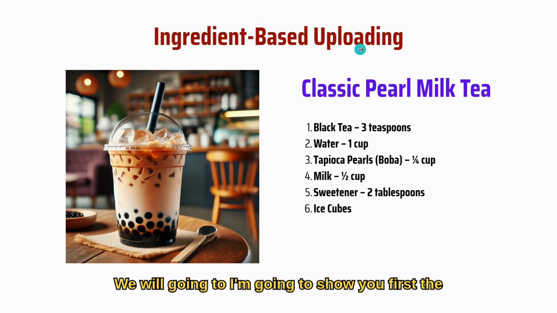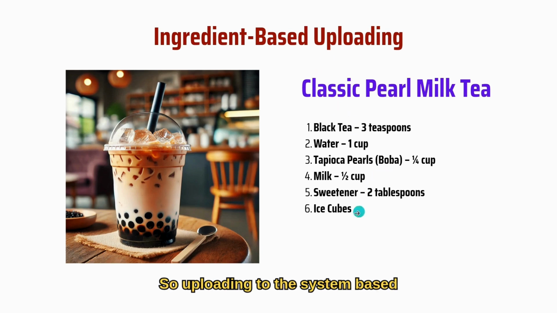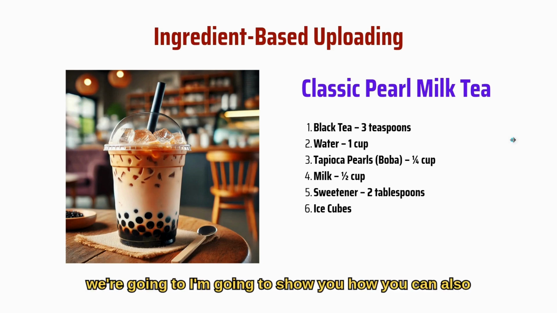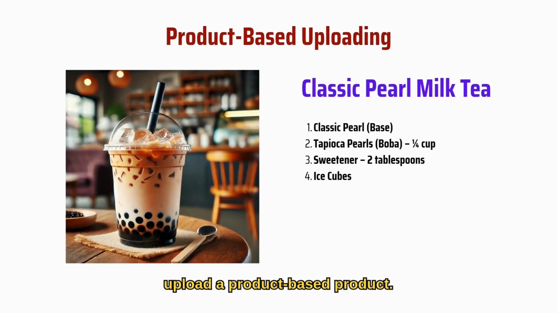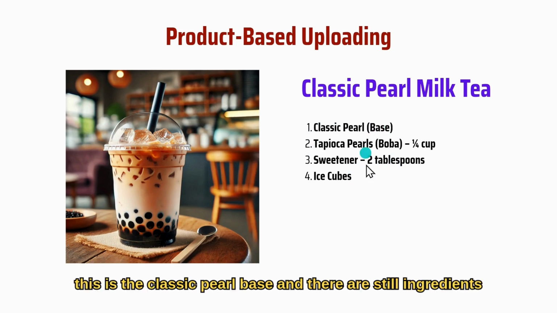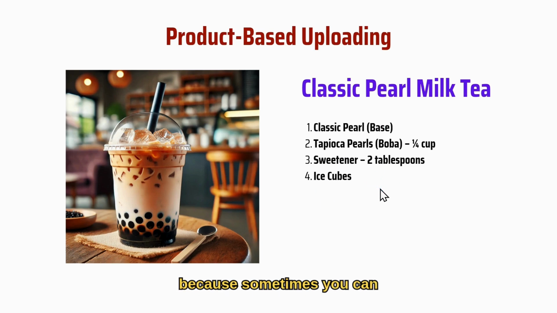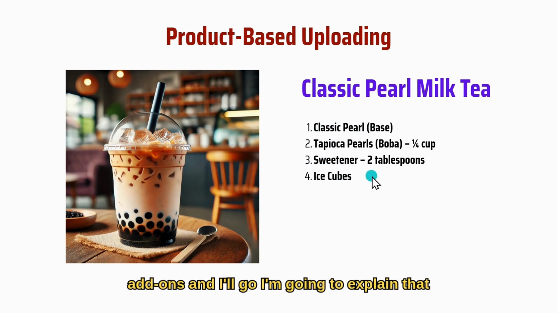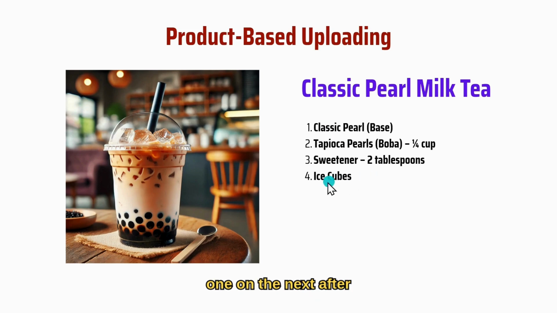I'm going to show you first the ingredient base uploading, so uploading to the system based on the ingredients that the product has. Afterwards I'm going to show you how you can also upload a product base product, so you don't need to put ingredients. Now, why I showed this one, this is the classic pearl base, and there are still ingredients because sometimes you can also make some choices or add-ons to the products itself. So I have here classic pearl tea as a base, and then I have here other ingredients for your add-ons, and I'm going to explain that on the next after we do the ingredient base uploading.